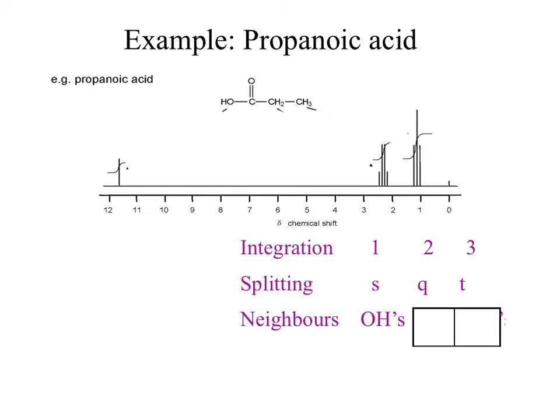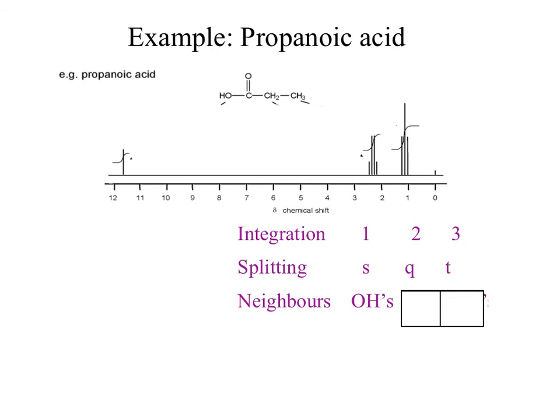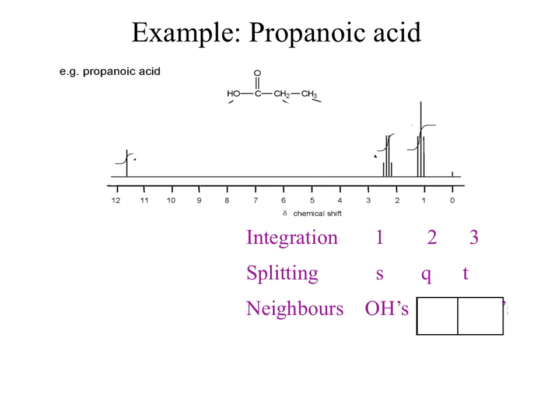Now if we go and consider another example, let's consider the example of propanoic acid. Now I can see in propanoic acid that there are 3 groups of hydrogens and I have got three peaks. Now the integration trace has been left off, but I can see that the integration there would be 1 to 2 to 3. So one of the peaks is caused by 1, another peak is caused by 2, and another peak is caused by 3.